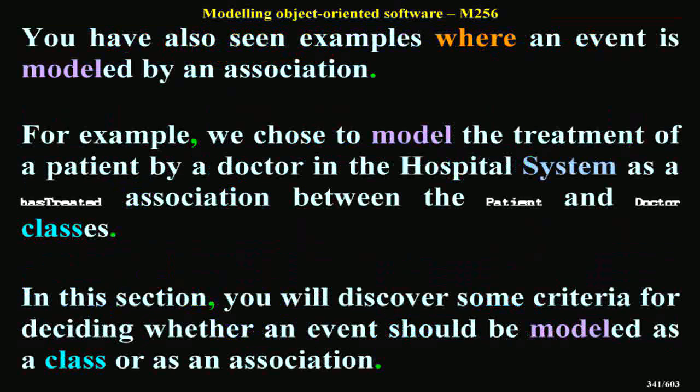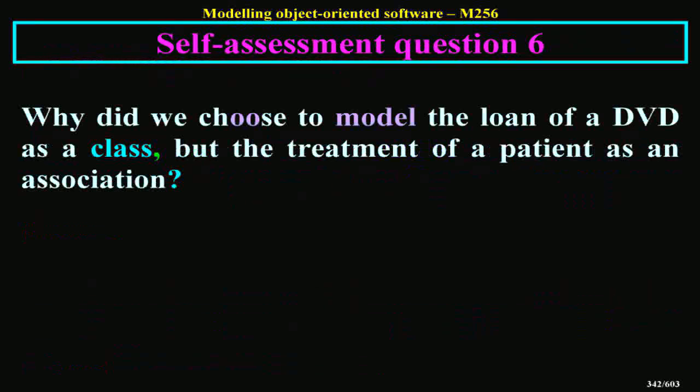You have also seen examples where an event is modeled by an association. For example, we chose to model the treatment of a patient by a doctor in the hospital system as an association between the doctor and patient classes. In this section, you will discover some criteria for deciding whether an event should be modeled as a class or as an association. Self-assessment question 6.